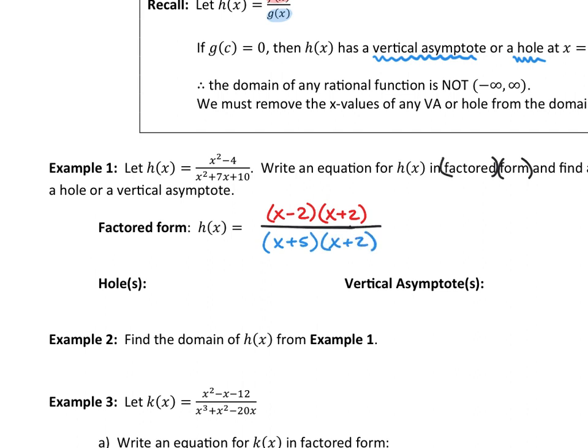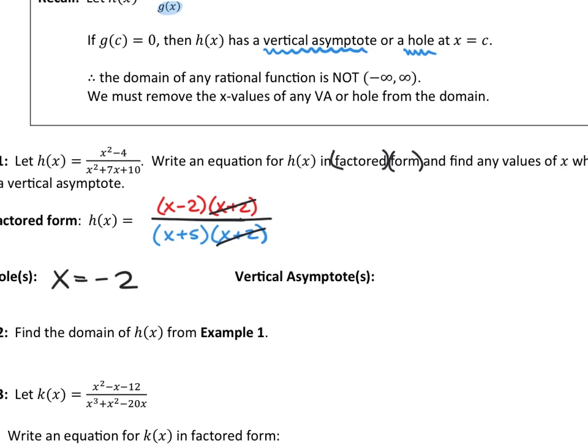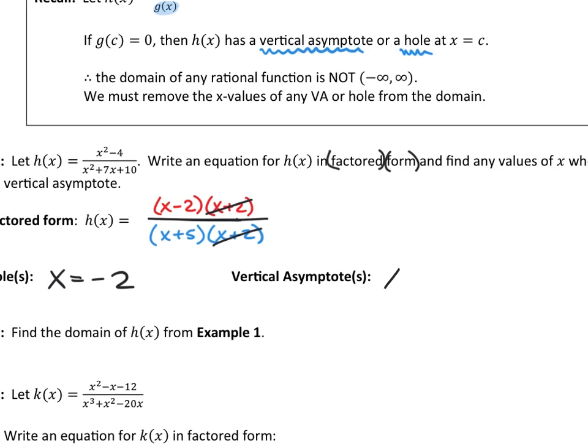Hopefully your spidey senses are going off, because we have a cancellation of the x plus 2's, which means that we have a hole at x equal to negative 2. Additionally, we have a vertical asymptote at x equal to negative 5, because that's what's remaining in my denominator, which still creates a vertical asymptote. Remember that the holes are what completely cancels, and the vertical asymptote is what doesn't completely cancel.